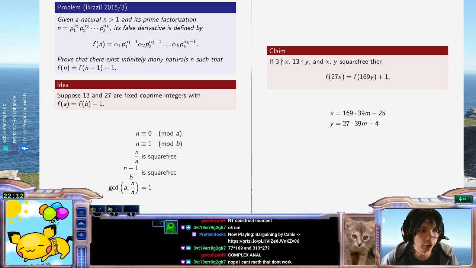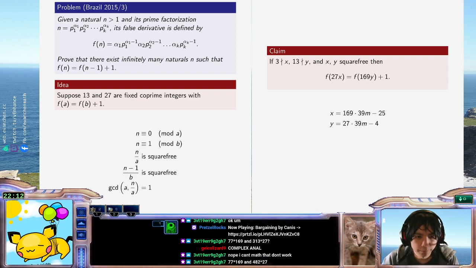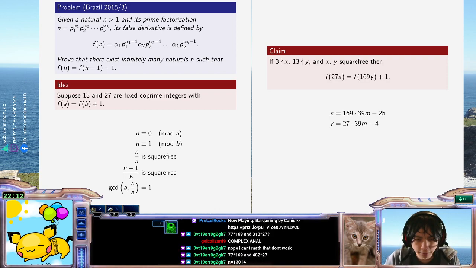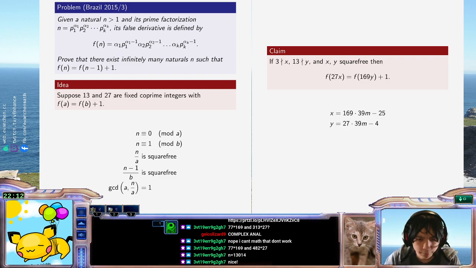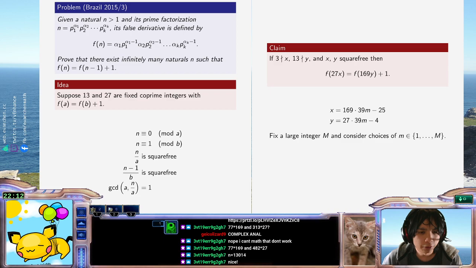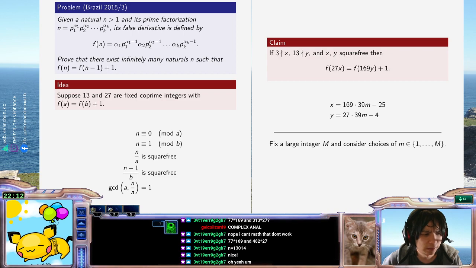Okay, so all that's left to do is show there are infinitely many m for which both of these numbers are relatively prime, or are both square free. And this should work because the sum of... Okay, so fix a large integer and consider choices of m, capital M, between 1 and large M. So the intuition behind what I'm going to do is: how many integers are square free? About 6 over pi squared or something like that is roughly the intuition.